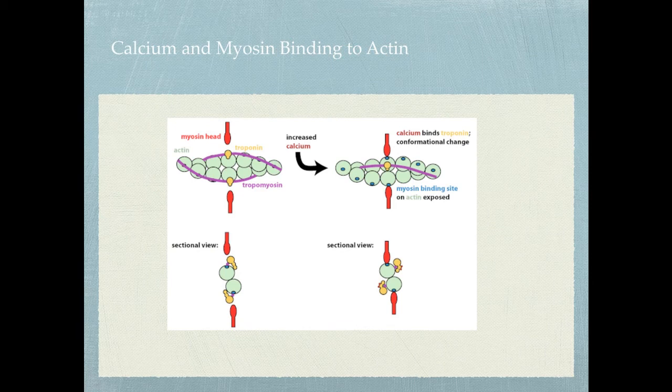We can see that here in cross-section. See, the myosin head can't bind. Calcium is released into the cell. That binds to troponin, causes a conformational change, which pulls tropomyosin off of the actin binding sites. And now, basically, the myosin head can bind.